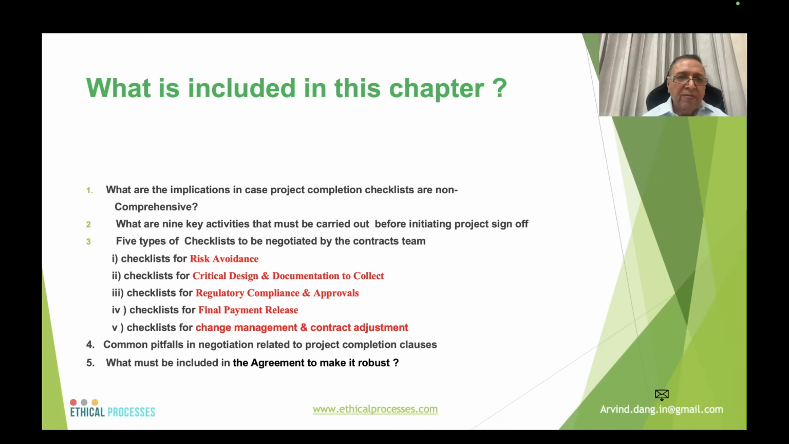These 5 types are risk avoidance related checklist, critical design and documentation to be collected checklist, regulatory compliance related checklist, final payment release related checklist, and change management and contract adjustment related checklist. Fourth is, what are the common pitfalls in negotiation related to the project completion clause, and what must be included in the agreement to make it robust.